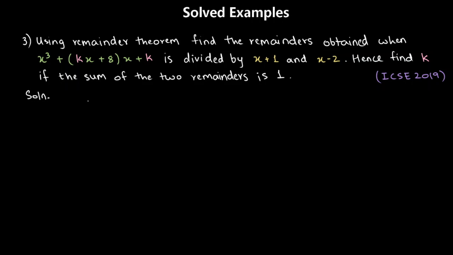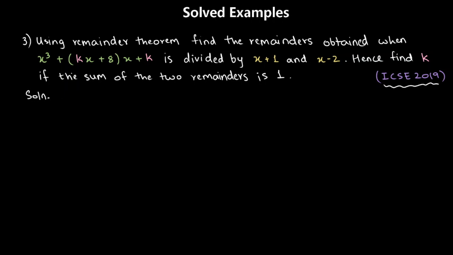Next question on the remainder theorem asks us that using the remainder theorem, find the remainders obtained when x cubed plus, in the bracket, kx plus 8, multiplied by x plus k, is divided by x plus 1 and x minus 2, and hence find the value of k if the sum of the two remainders is 1. This question was asked in the ICSE 2019 examination, right?